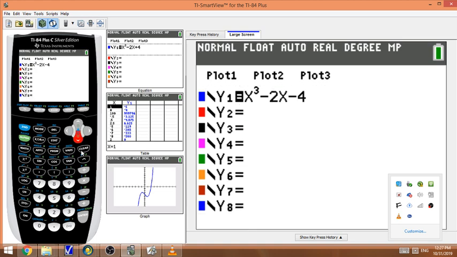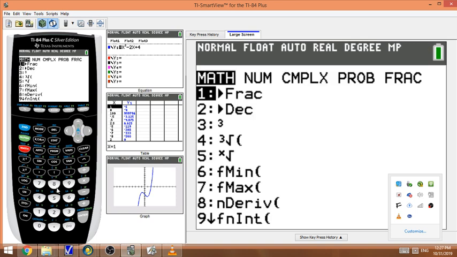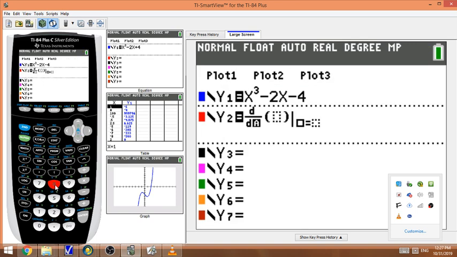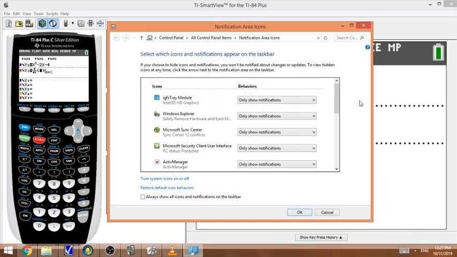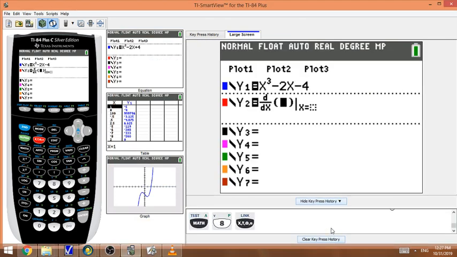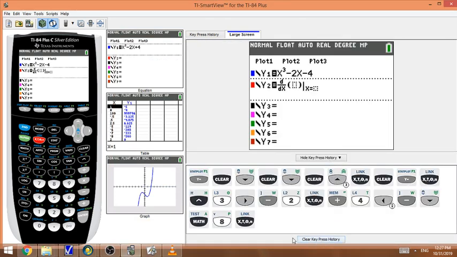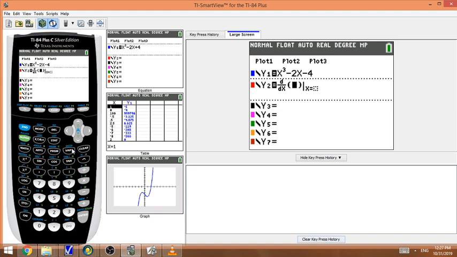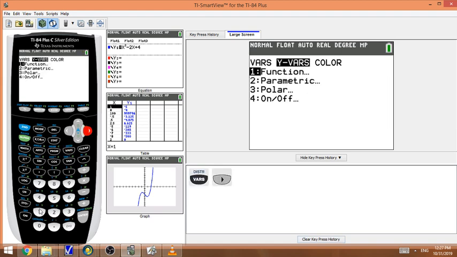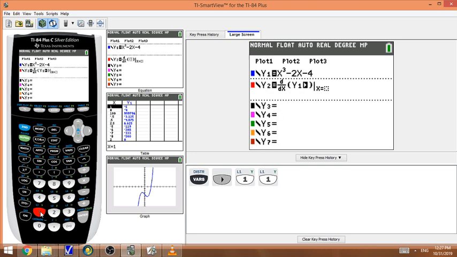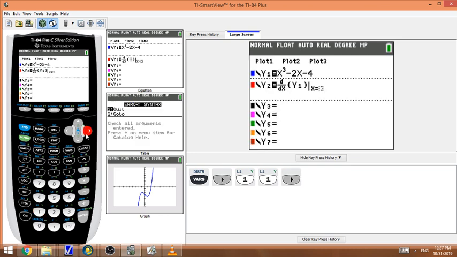And then for y2 you want to put in the derivative. The way to put in the derivative, we press math and then 8, nDeriv, and then d over dx, that's what you want to put in. Then over here we put in vars, y vars, and put in y1. This one is taking the derivative with respect to x.